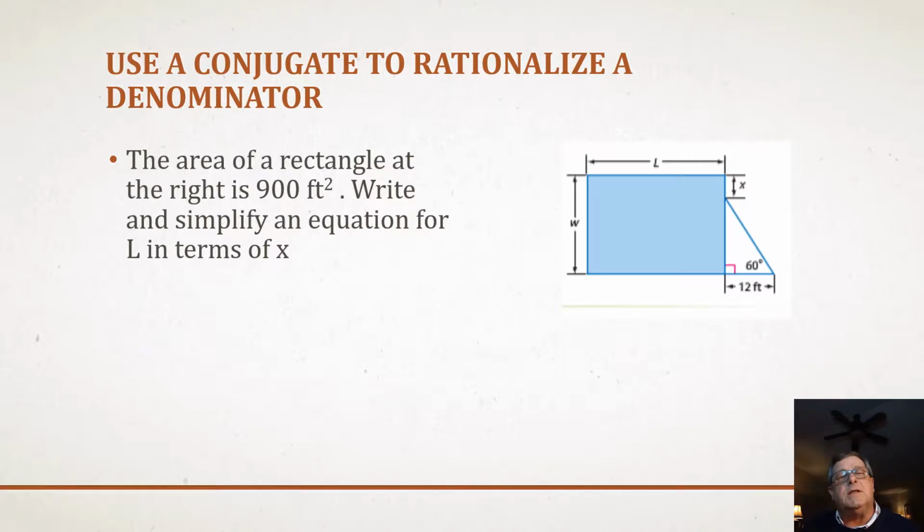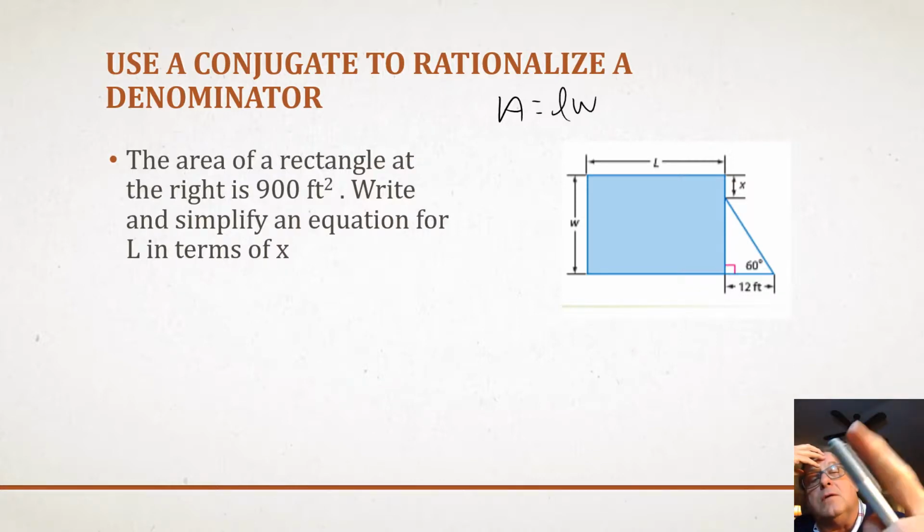Well, let's see. This problem says to use a conjugate to rationalize a denominator. Let's read through this word problem first. The area of a rectangle at the right is 900 square feet. What's the area of the rectangle? Well, we should know by this stage of the game that the area of a rectangle can be defined as the length times the width. So we'll make a little better A right there.